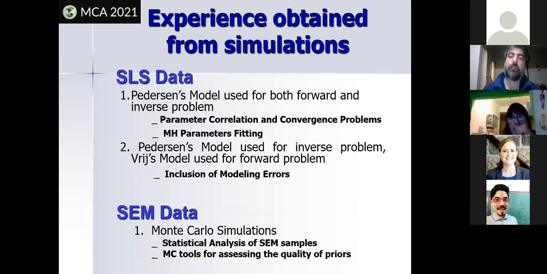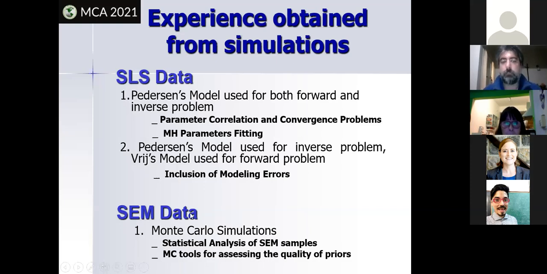What experience have we learned from simulation? Well, in the case of SLS data, in the first part where Peterson's model was used for both forward and inverse problem, some parameter correlation and convergence problems were found. So we set MH parameters and we corrected this part. And we also have some renormalization of the parameters. In the second part, with the most accurate model, Fry's model was used for the forward problem, and then Peterson's model used for the inverse problem, we must include modeling errors in order to obtain acceptable results.